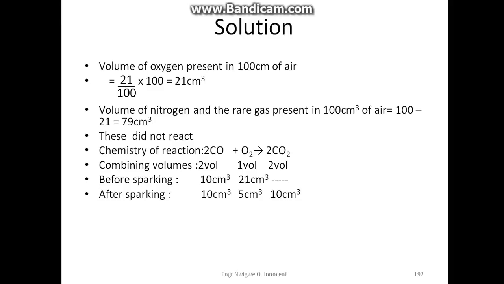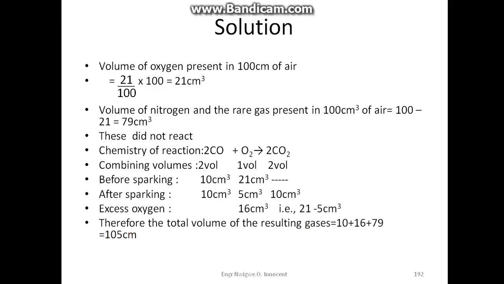Excess oxygen was 16 cm³, that is 21 minus 5 cm³. Therefore, the total volume of the resulting gas is equal to 10 plus 16 plus 79, that is the volume of nitrogen and rare gases present, which gives us 105 cm³.